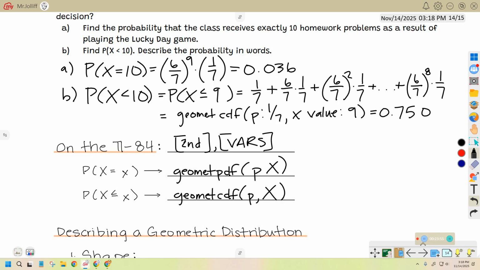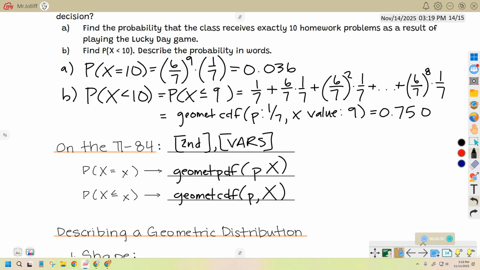0.750. Yay! Which means for Mr. Santoyo's class, there is a 75% chance that they will have 9 or fewer homework questions. 75% chance that their homework assignment is shorter than it would have been originally. Did his class make a good decision in choosing not to play? No, odds are better than half that you're going to end up with less homework than you would have originally been assigned. Yeah. Good.